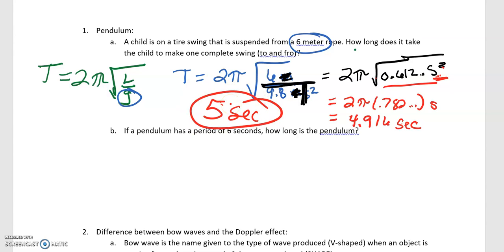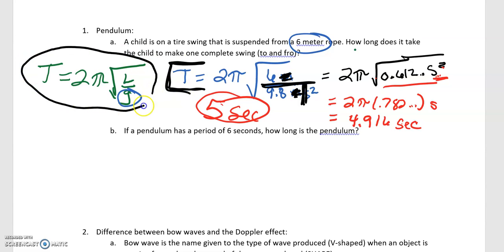Now on part B here, it says, let's say the pendulum has a period of 6 seconds. How long would the pendulum be? So in this one, we're still going to be using the same formula here. T equals 2 pi times the square root of L over G. But we have to put our values in different locations. So this time the period is 6 seconds, so that's going to go in the location for T.